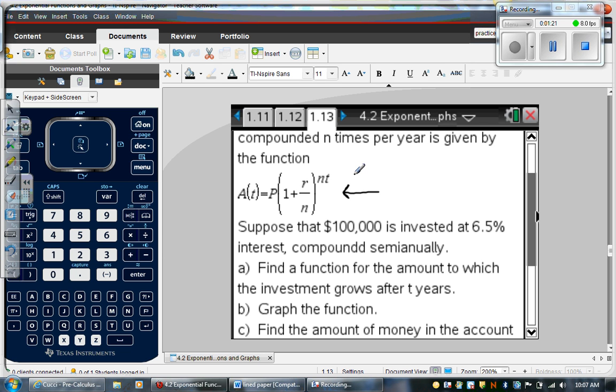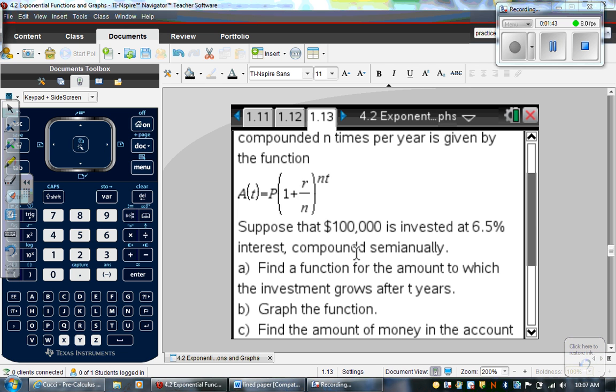Okay? So suppose we have $100,000 and we invest it at an interest rate of 6.5%, and it's compounded semi-annually. Semi-annually means that we compound the interest twice per year. Okay, and that should have an E in there. I apologize. Okay, so twice per year for semi-annually. We want to find a function for the amount to which the investment grows after T years. So we're going to kind of start by taking that formula and putting in the information we know.